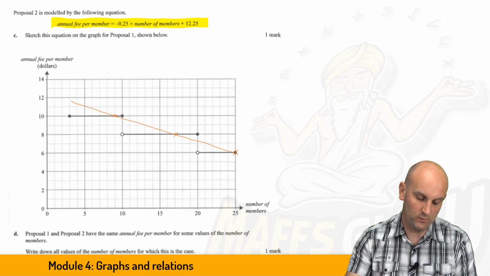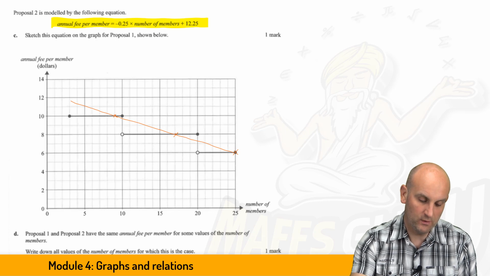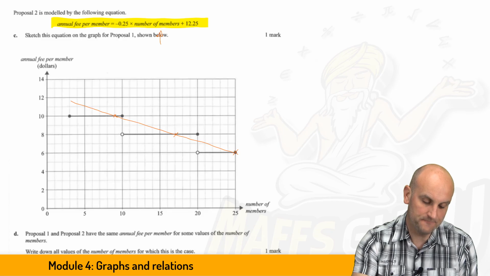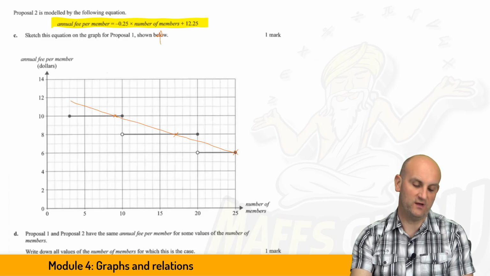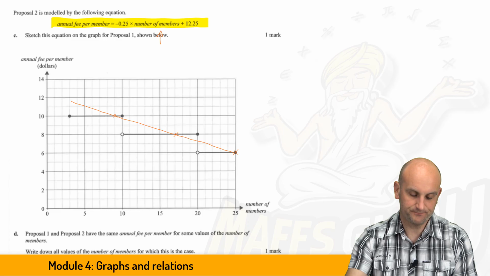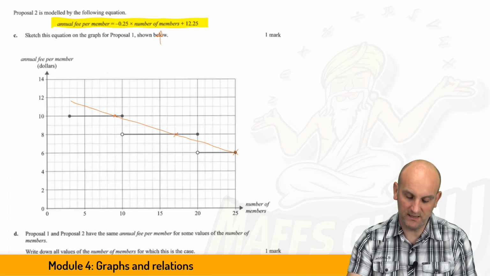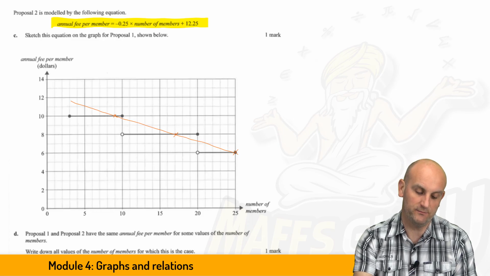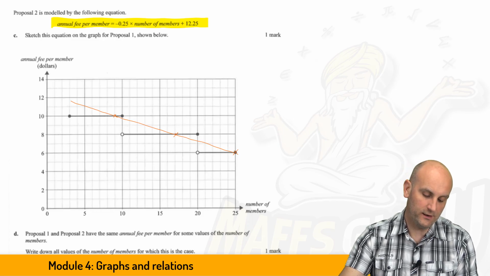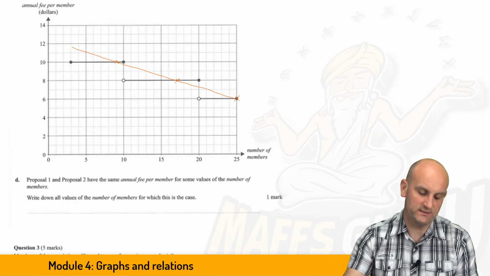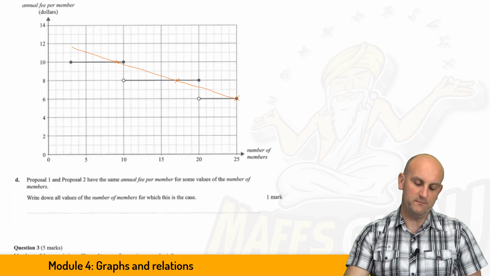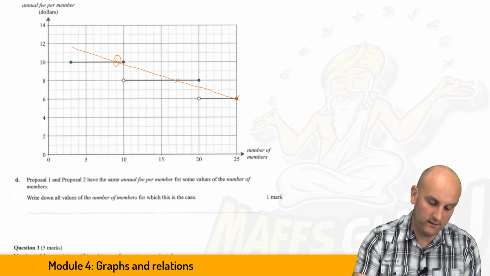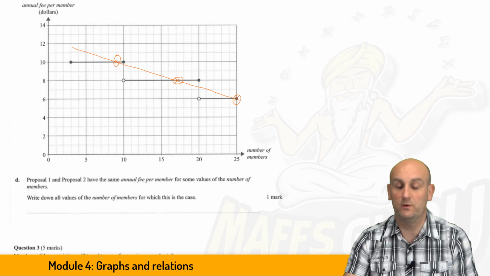My advice would have been, well, I would have got 10. So I would have said, let's work out what my annual fee per member is when I had 10 members. Put 10 in here, multiply it by minus 0.25, add on 12.25, do a calculation. Likewise, I would have chosen 15, maybe 20, maybe 25. I'd have chosen a few values, put them into that equation and plotted my graph. How did I know these were some of the values? Because the question then went on to say, write down all the values of the number of members for which this is the case, i.e. where there is the same annual fee. So there was one there, and in fact there was one there as well.